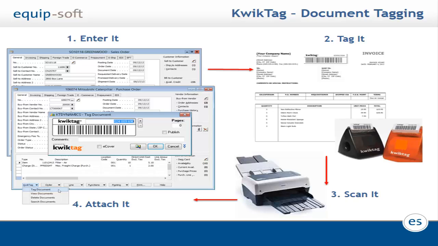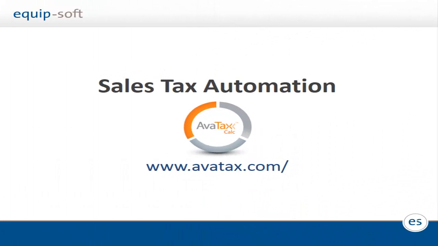So that's a high-level presentation of KwikTag for you. What we'll do now is we'll move on to sales tax automation. Sales tax automation is developed by a company called Avalara, but they have their own website for AvaTax. The product is called AvaTax Calculation.